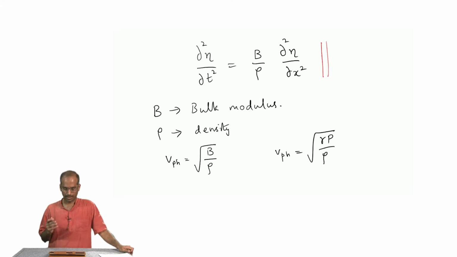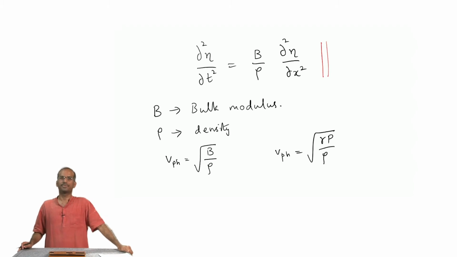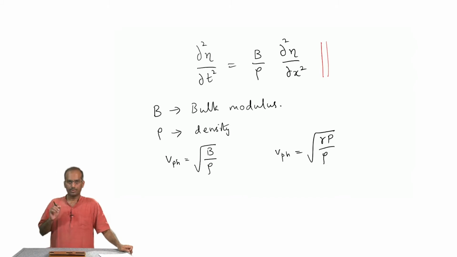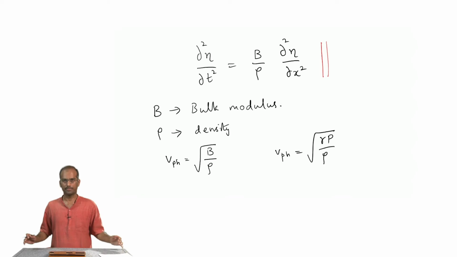The equation that governs the propagation of the wave is given the way it is shown here, and eta is the displacement, let us say, of your parcel of air, and it is a function of both position and time. B is the bulk modulus and rho is the density of the medium. And from this you can immediately write down an expression for the phase velocity, which is square root of B divided by rho.